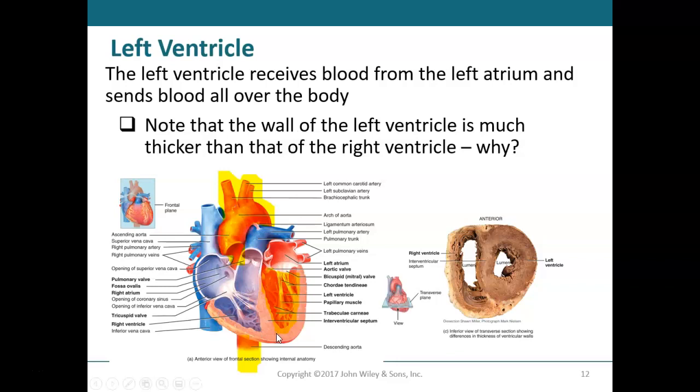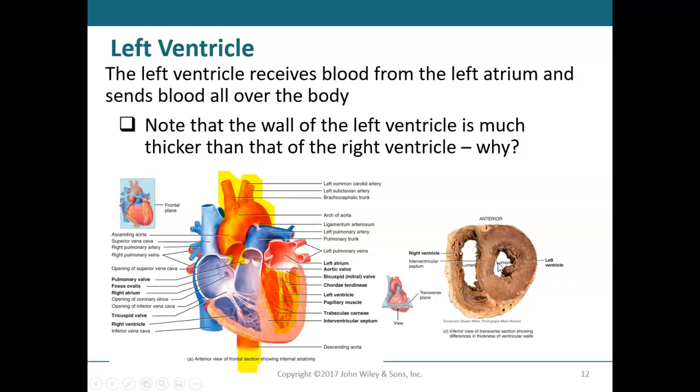All right, now I do want you to notice something here. Look at the walls of the right ventricle as compared to the walls of the left ventricle. You should notice that the left ventricle is much thicker, so the myocardium, the muscle, is much thicker on the left. Why do you think that is? If you look at this cadaver heart, it's really obvious. There's your left ventricle, there's your right ventricle.